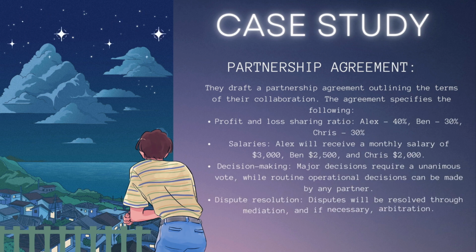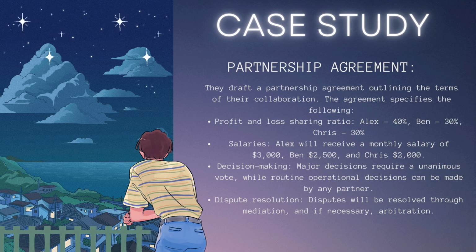Partnership agreement. They draft a partnership agreement outlining the terms of their collaboration. The agreement specifies the following: profit and loss sharing ratio. Alex equals 40%, Ben equals 30%, Chris equals 30%. Salaries. Alex will receive a monthly salary of $3,000, Ben $2,500, and Chris $2,000.